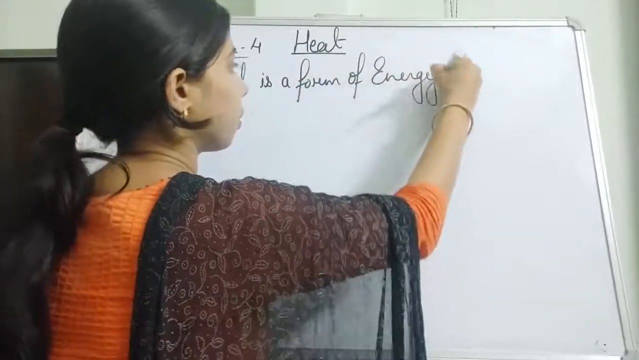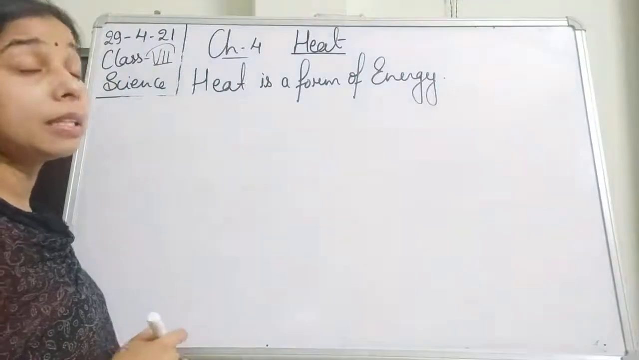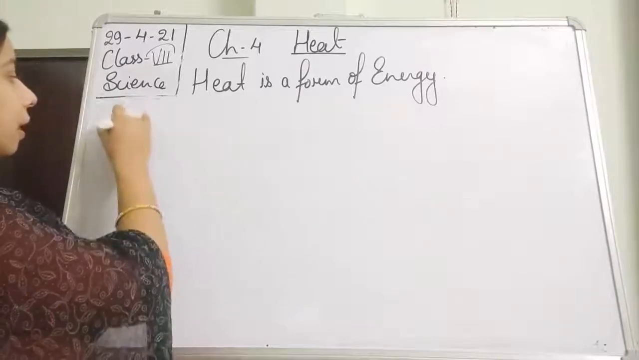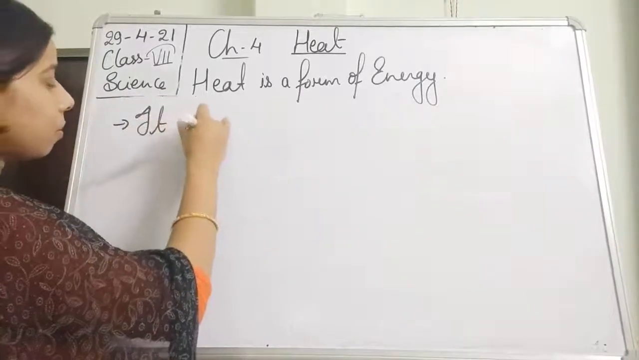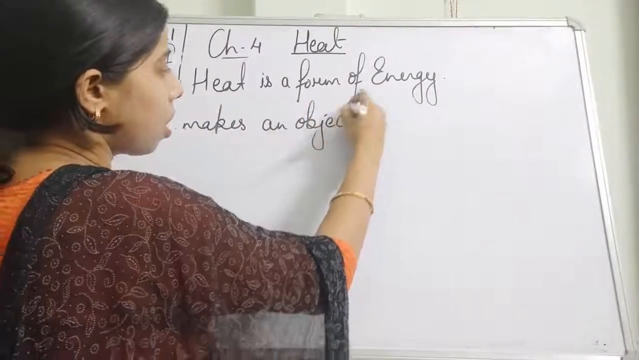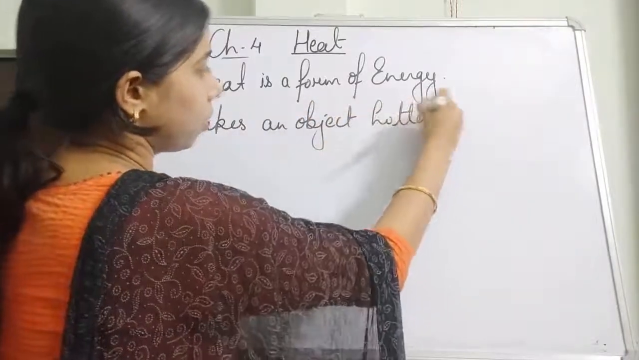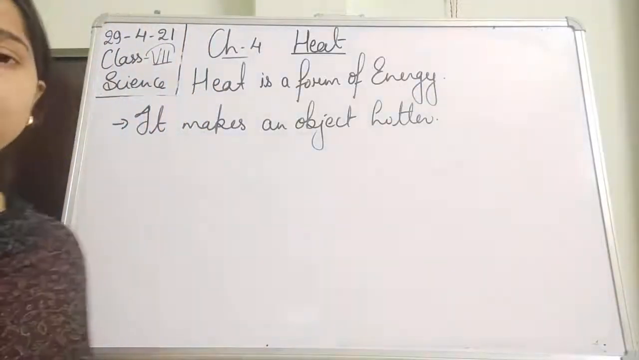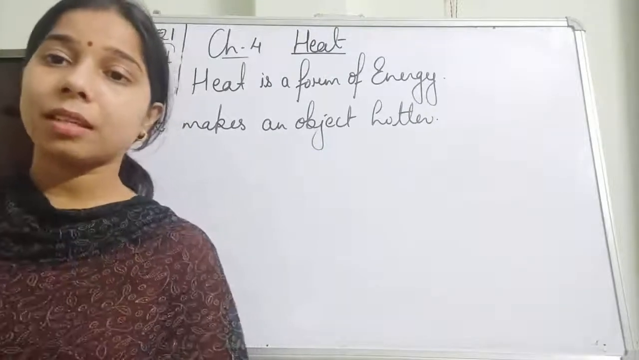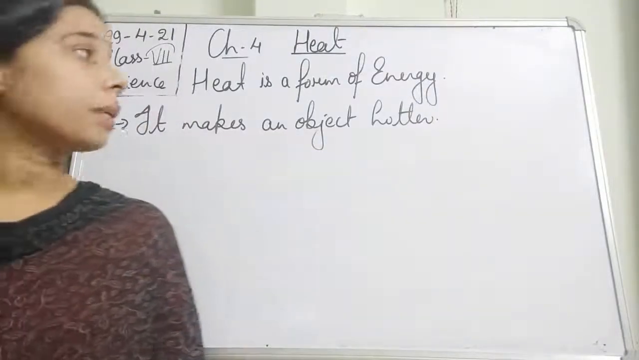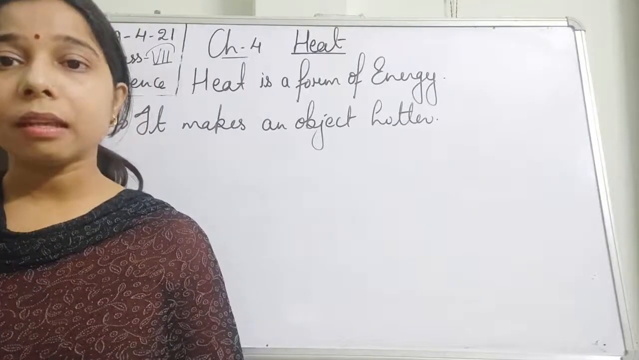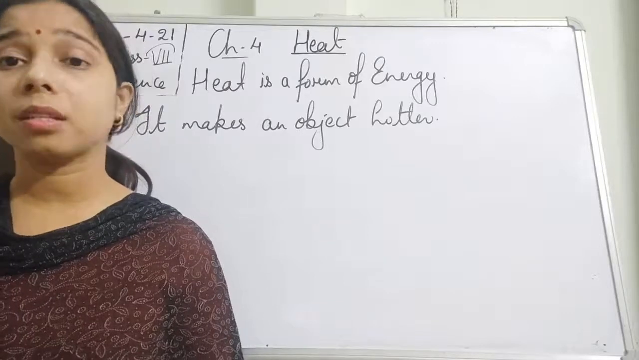And what is the role of the heat? It is actually used in making an object hotter. So we can say that it makes an object hotter. So basically heat is a form of energy which makes an object hotter. Okay, so basically its role is to make an object hotter, students.